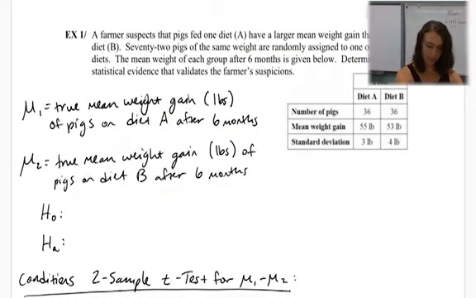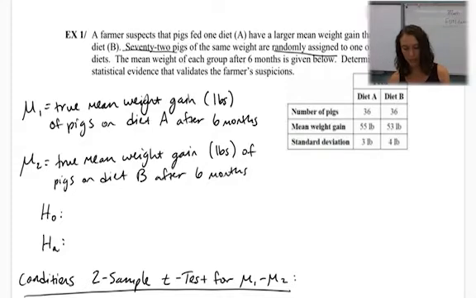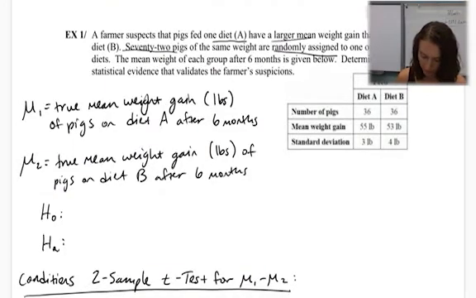All right, so example 1. A farmer suspects that pigs fed one diet, which is diet A, have a larger mean weight gain than pigs on another diet B. 72 pigs, so we have 72 pigs, of the same weight are randomly assigned to one of two different diets. The mean weight of each group after 6 months is given below. Determine if there is statistical evidence that validates the farmer's suspicion. So he suspects that diet A pigs will have a larger mean than diet B pigs.